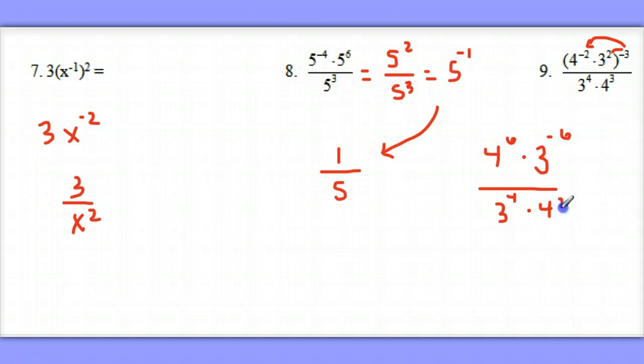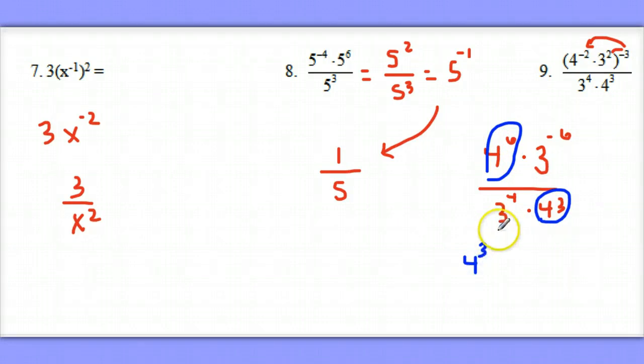Alright, let's start with the 4's here. 4 to the 6th and the 4 to the 3rd. 4 to the 6th divided by 4 to the 3rd will be 4 to the 3rd, if we subtract the exponents.